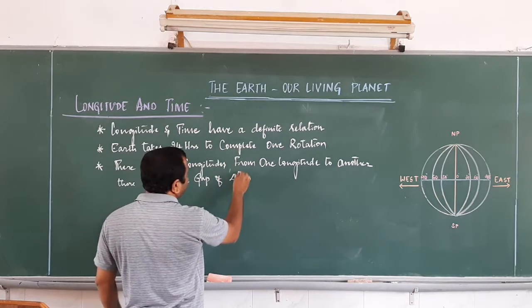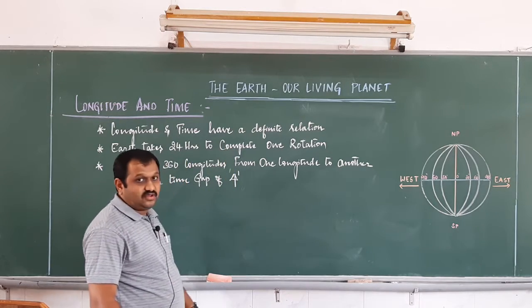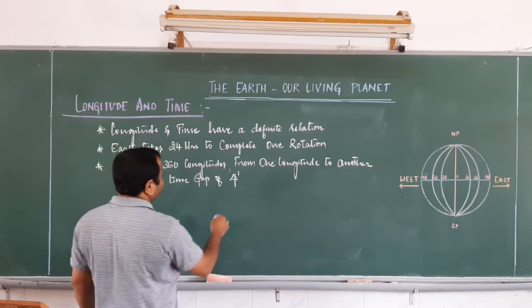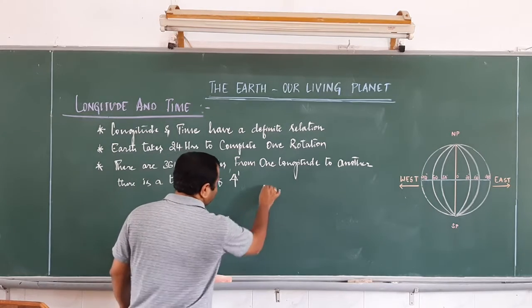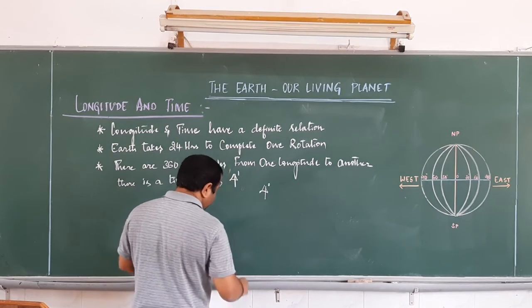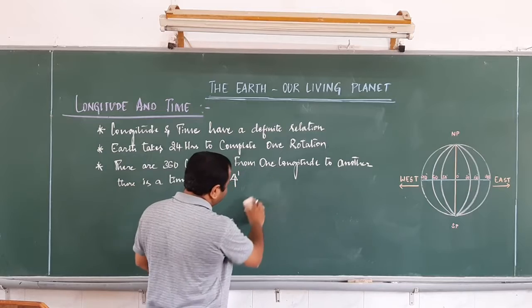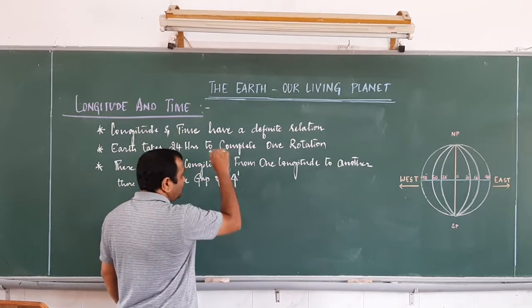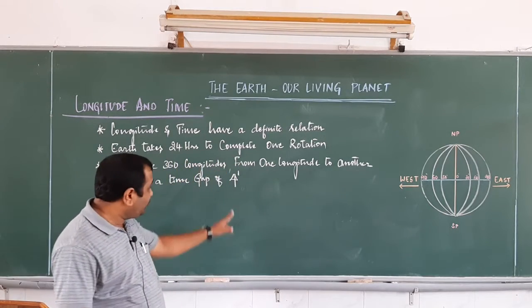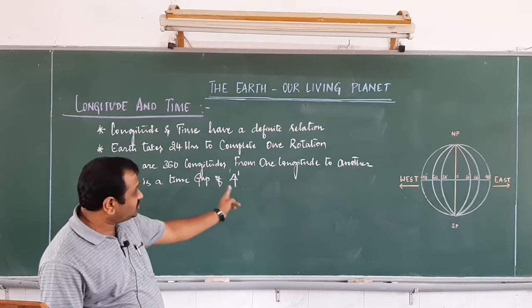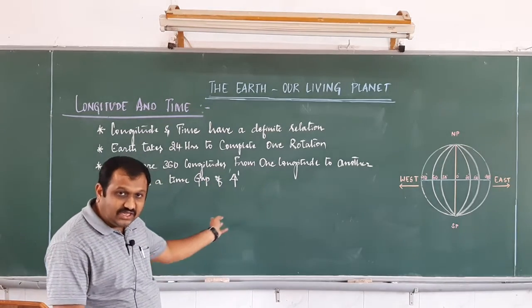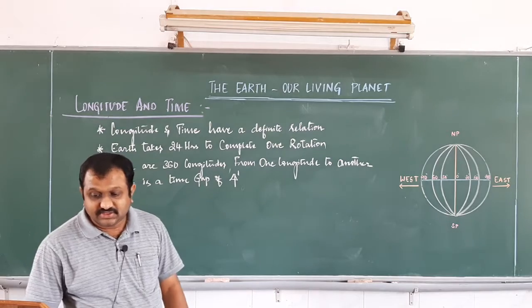This is how we indicate minutes. Degree is how we consider it, say for example 4 degree. But when we take it as minutes, this is how we refer to it in our geography: 4 minutes. From one longitude to another longitude, the time gap is 4 minutes.